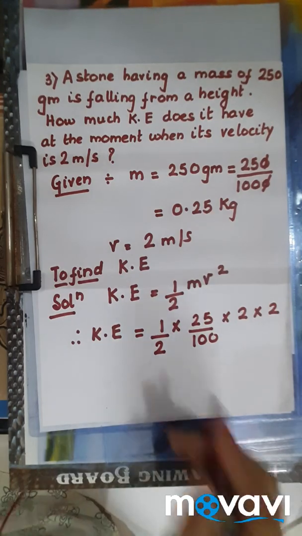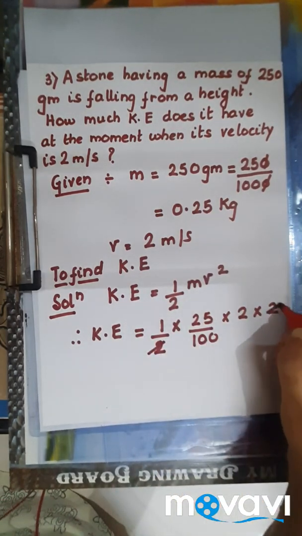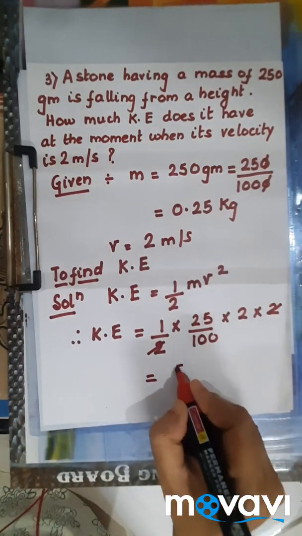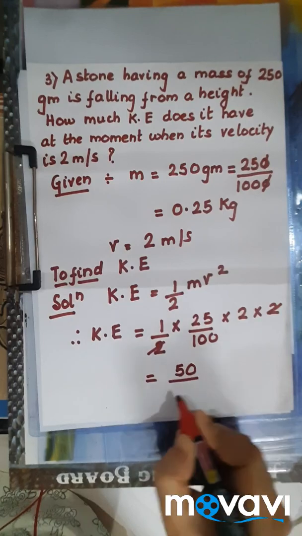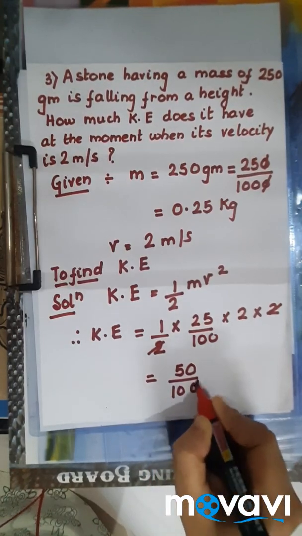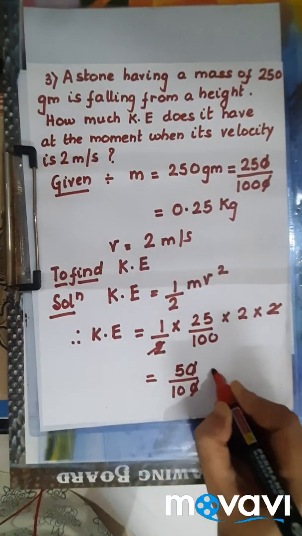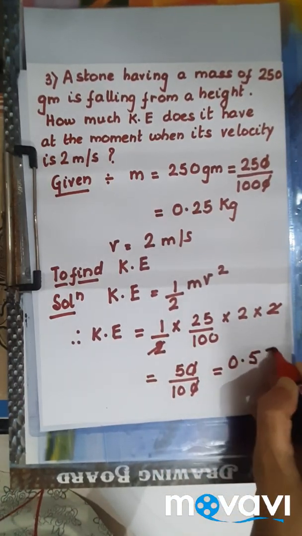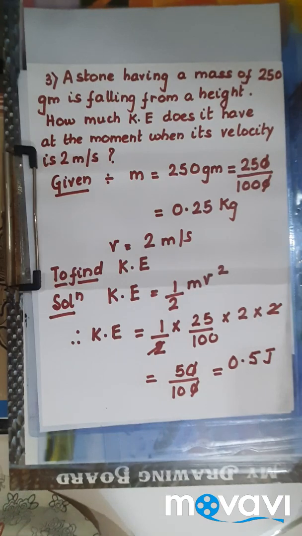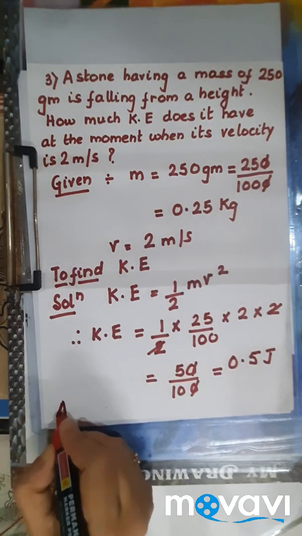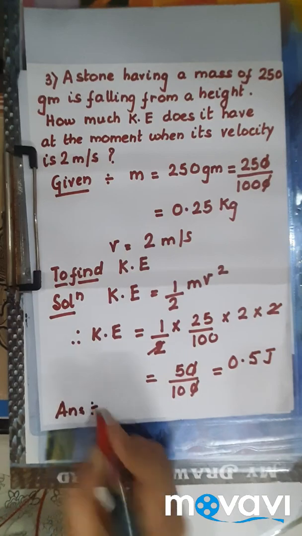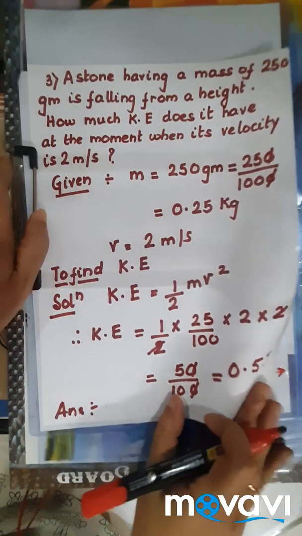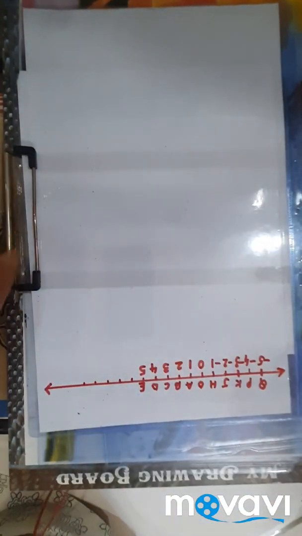Okay, so now I have to cancel. I'll cancel this 2 and this 2, right? 25 2s are 50. 50 upon 100. Correct? 50 upon 100. Cancel this 0. 10 means a single place, so that becomes 0.5. Again, kinetic energy also is measured in joules. Please write the answer. Kinetic energy is equal to 0.5 joules. Is that clear?